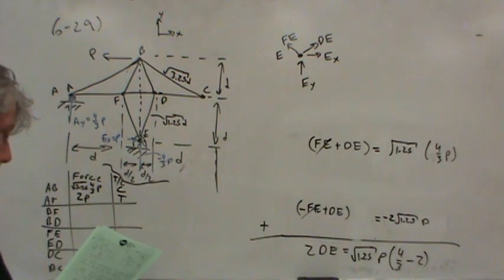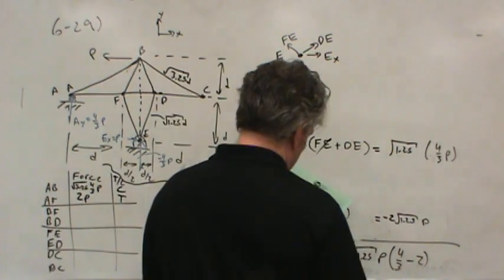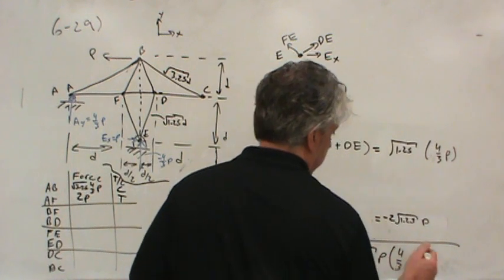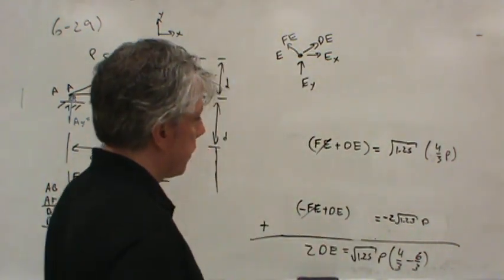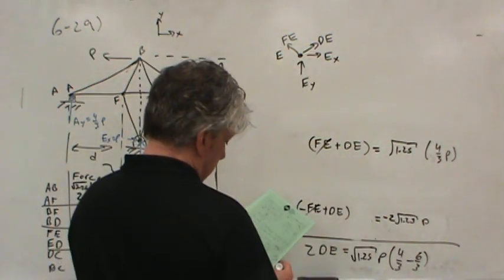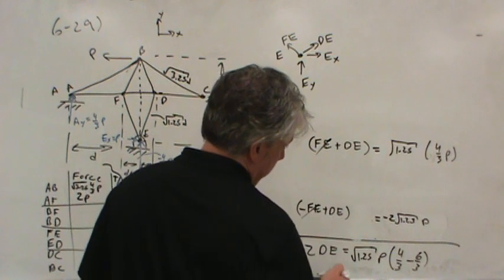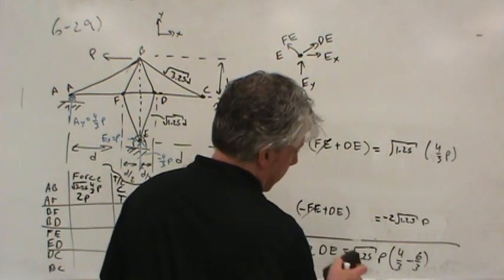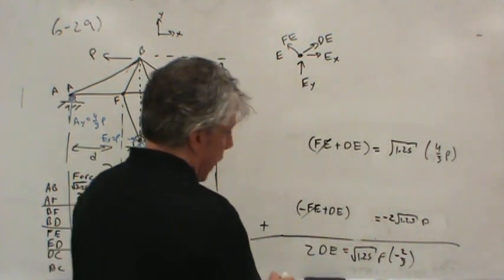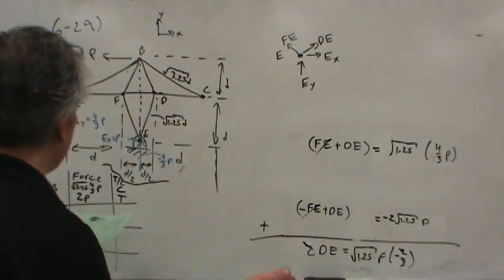Okay. Now, we can simplify this a fair bit. I guess the easiest way to see it is to say that 2 is the same thing as 6/3. So if we take 6 from 4, we get negative 2/3. So this becomes negative 2/3. That makes sense. And then this 2 will cancel with that 2. Okay. So now what we've done is solved for DE.